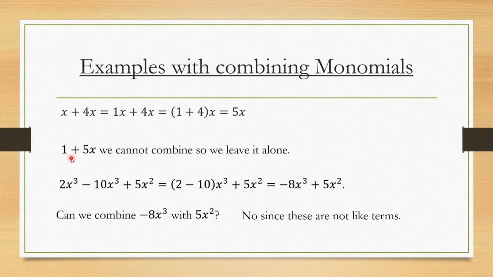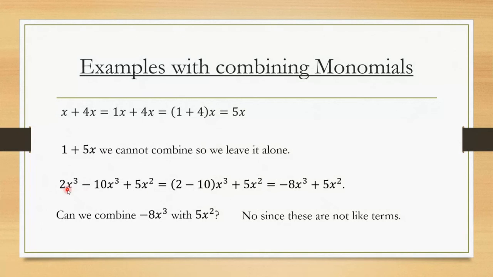Now, what if you had, though, 1 plus 5x? Well, these are not like terms, right? This is degree 0. This has degree 1. There's no variable here, but there's a variable here. So we can't combine those. We just leave them alone.